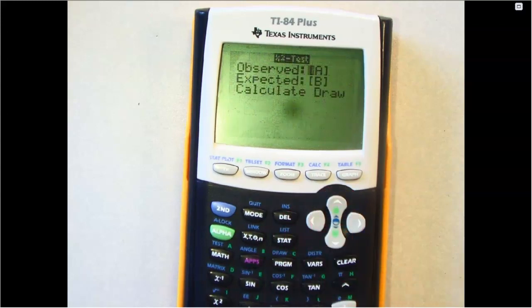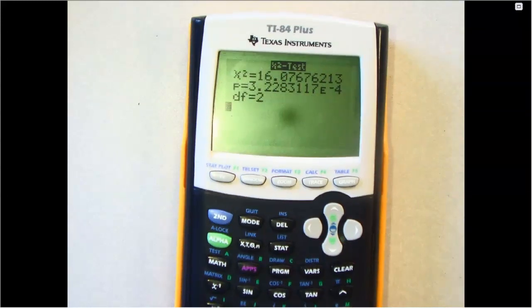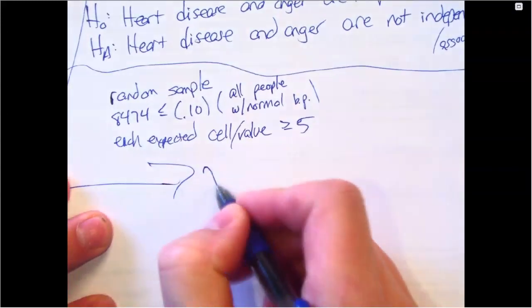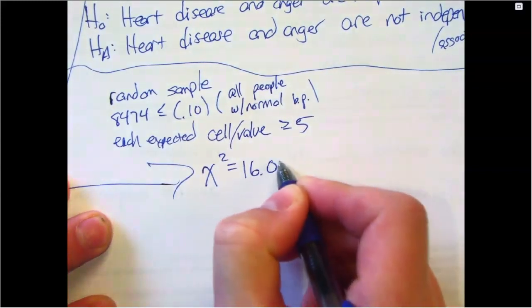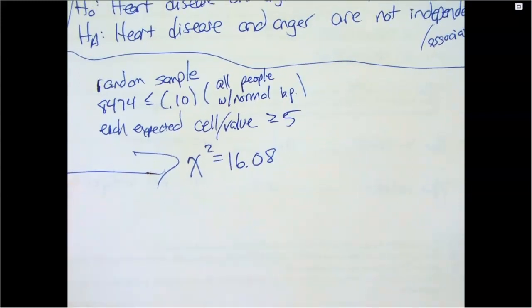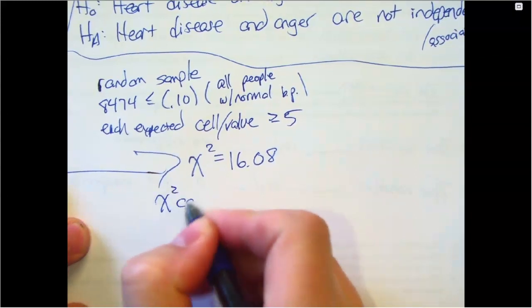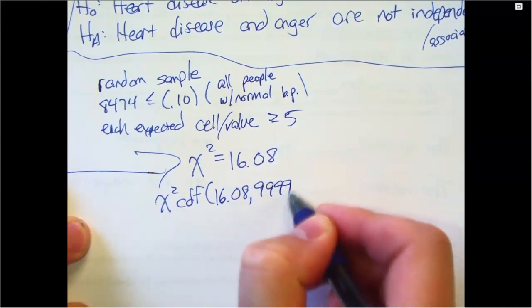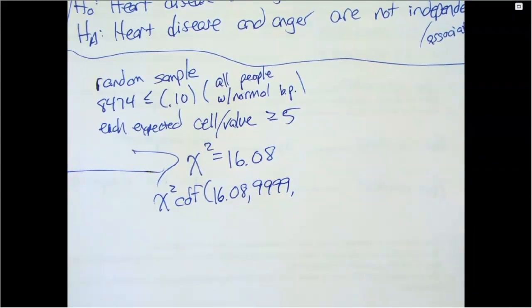So I'm just going back to chi-squared again and doing the test again, even though I already did it. Is that what you guys are getting too? Okay. So chi-squared is 16.08. They tell me my p-value, but I have to pretend that I don't really know it. So what do I use to find it? Chi-squared CDF. And I'm going to go from 16.08 to 999. If I type that in, my calculator is going to give me an error because you're not giving it all the information that it wants.